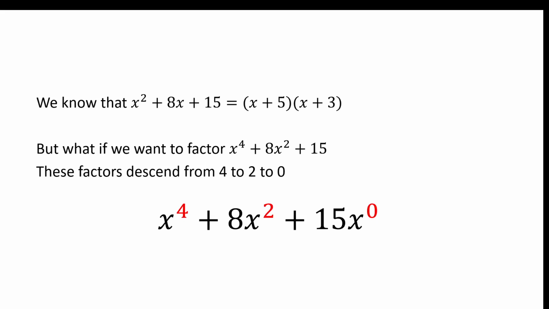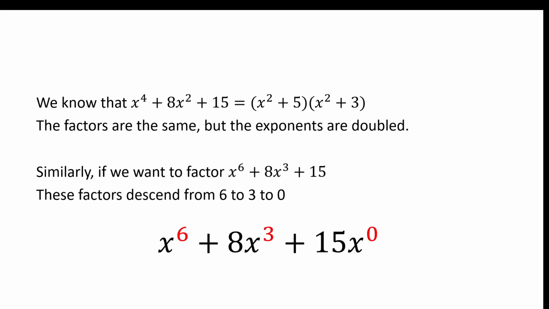So instead of looking at the exponents going from 2 to 1 to 0, what if they went from 4 to 2 to 0? Well, the good news is we can factor that as well. We can also factor if they go from 6 to 3 to 0. Now you might wonder, how can that be?